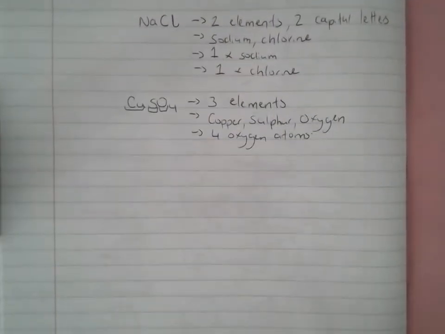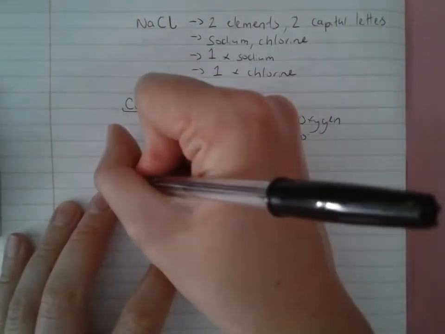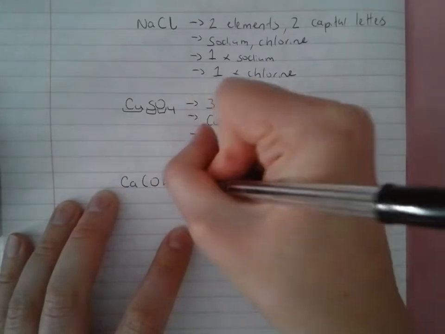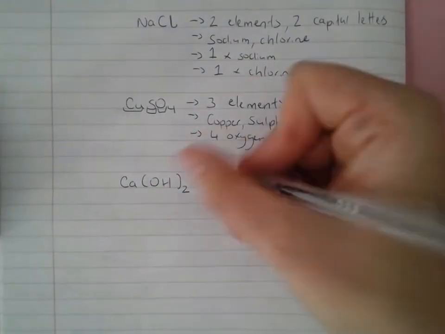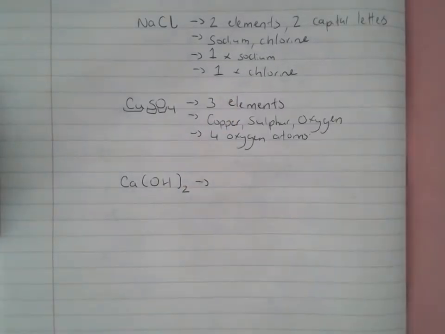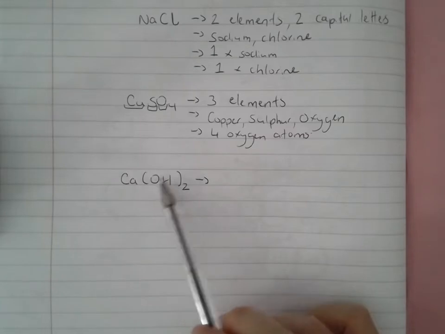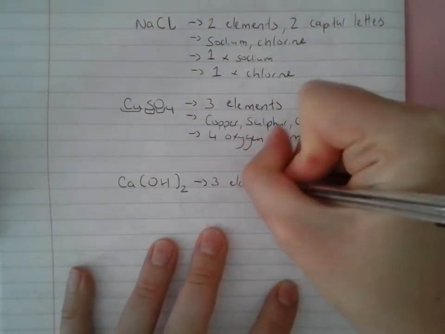One more example, and then I'm going to get you to do some for yourself. In some chemical formulas, you will see that you have got brackets. So a classic example would be this. The first thing I'm going to do again is look at how many elements I've got. How many capital letters do I have? I have got a capital C, a capital O, and a capital H, which means I have got 3 elements.